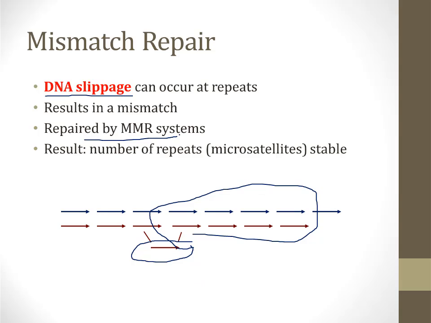And as a result, if you look at the cells in your body, you will find a stable number of repeats or microsatellites from one cell to the next. That's because mismatch repair systems are not allowing DNA slippage to modify the number of microsatellites from one cell to another cell as cells go through rounds of division.